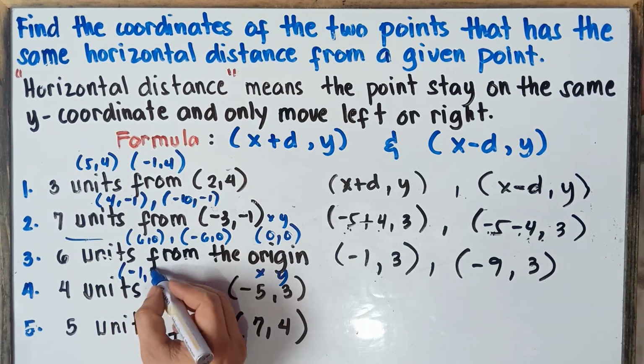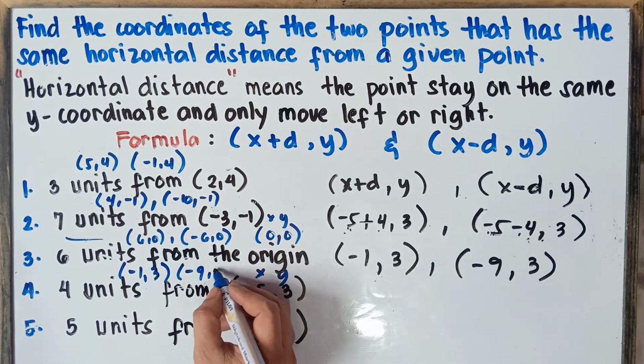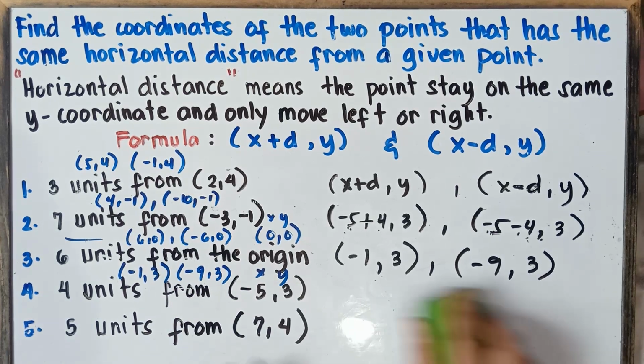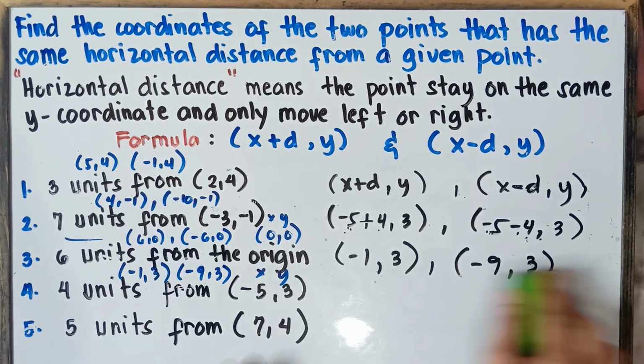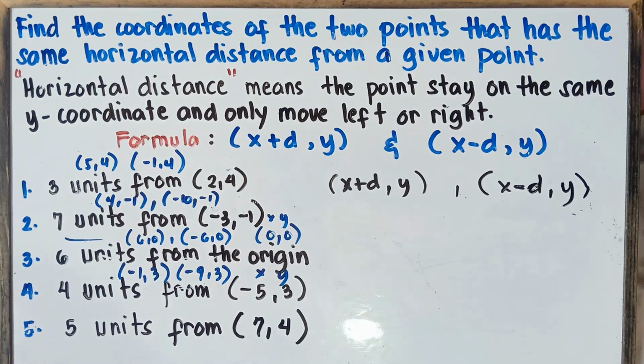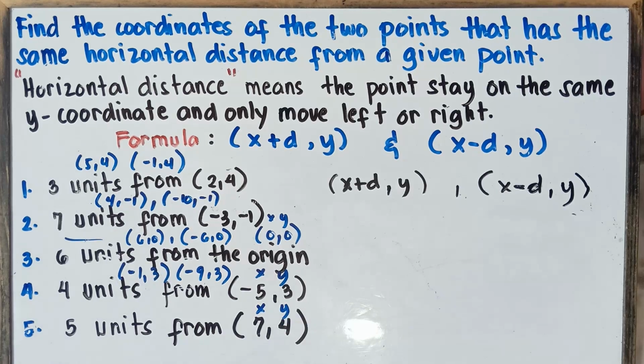Alright, so we're down to the last example, class, and then later on, I will give you an activity for you to answer. So you try that one, class, and then you put your answer on the comment section down below. Let me check, class, if you really understand our topic. Alright, so last example, number 5. Our x value is 7. Y value is positive 4.